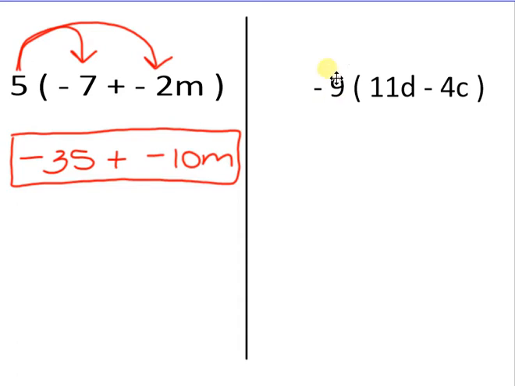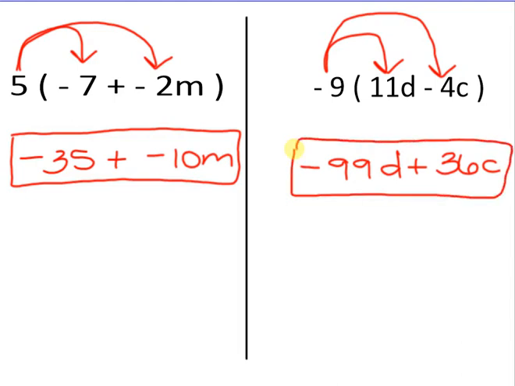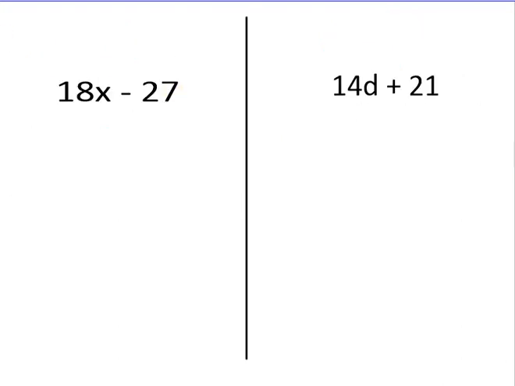So here I have negative 9 times 11d, which is negative 99d. And then here, again, the situation I was just explaining to you, I want you to see this as negative 9 times negative 4c, which is positive 36c. I need you to start looking at negative signs as minus signs and minus signs as negative signs.